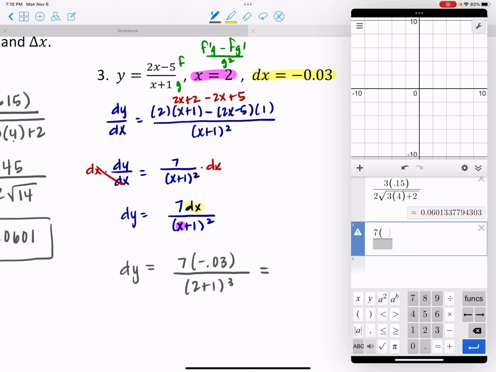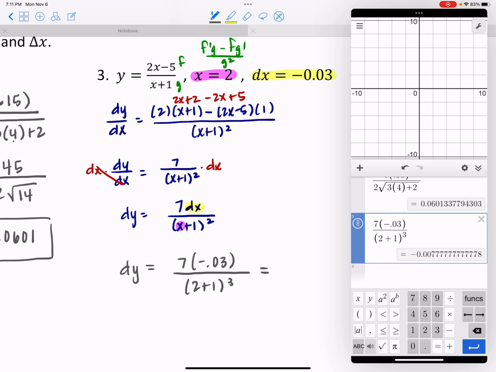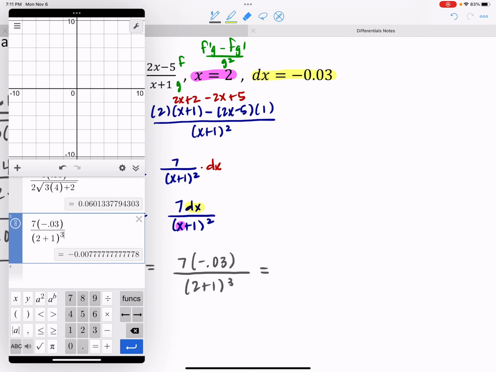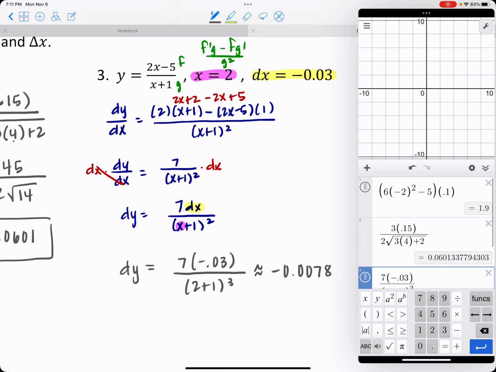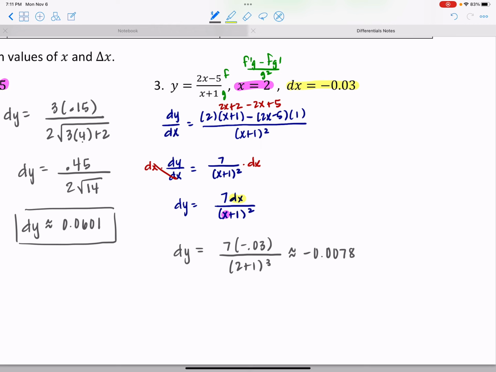So 7 times negative 0.03 in the numerator. 2 plus 1, which I know is 3, but again, I'm just going to type it in there in the denominator. So this is going to be approximately negative 0.00, and then let's just go 78. Okay. Now it doesn't specify where to round, so again, I'm going to just go with this is a good enough answer. And I'll box in the whole thing so I get my dy in there.